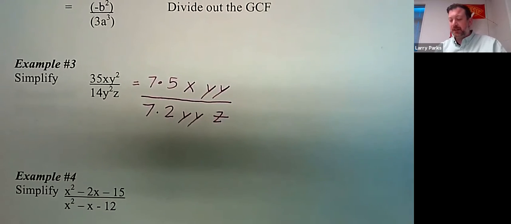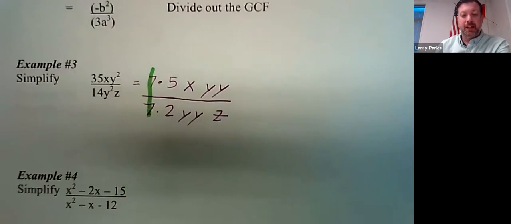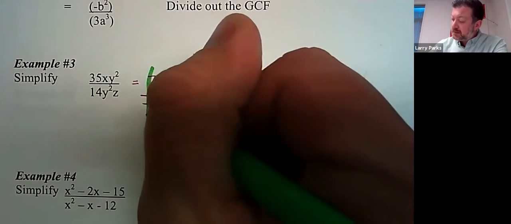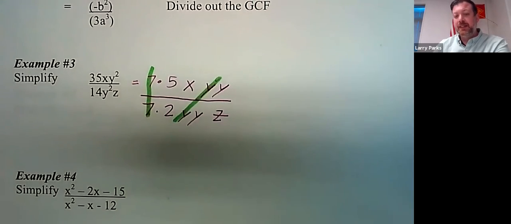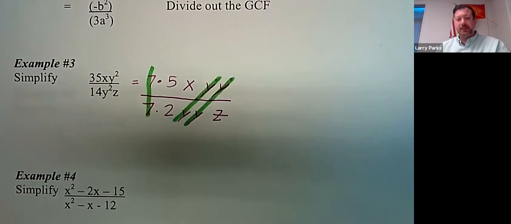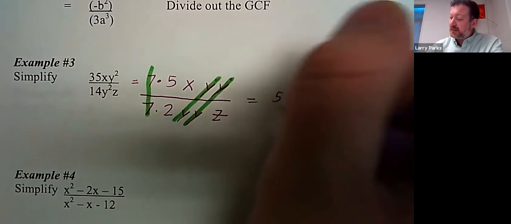So this time, and I'm going to use a highlighter, I think it's easier to show, the 7s cancel. What else? Looks like a Y cancels. It's a 1 for a 1. Okay, and this Y cancels. So what's left over? 5X over 2Z.